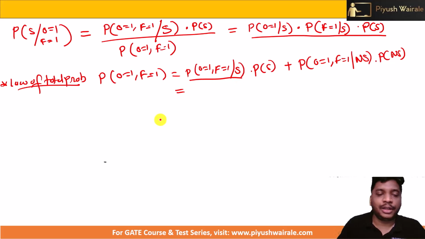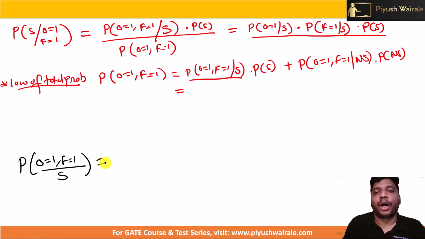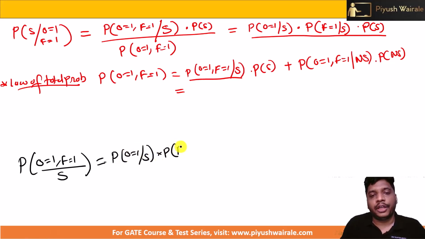Again, this is basically equivalent to what? Let me write down a separate thing here. The probability of offer equals 1, free equals 1, given spam will be what? Because these are independent features, we can write this as the probability of offer equals 1 given spam, times the probability of free equals 1 given spam.